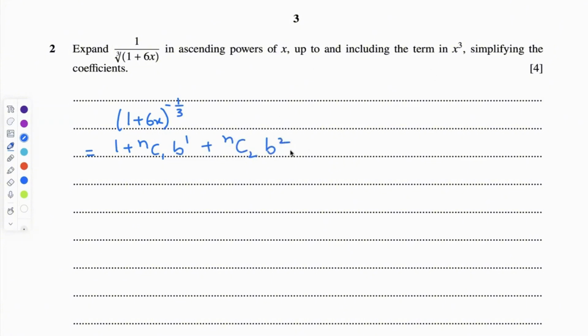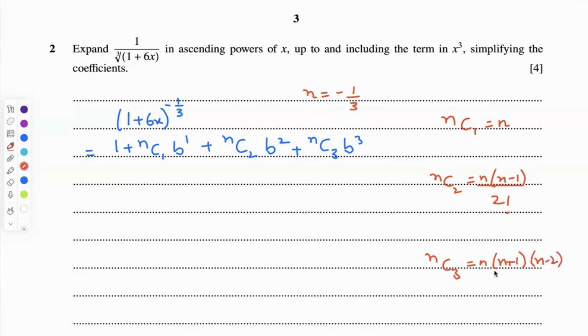Now we'll use the formula 1 + nC1 b^1 + nC2 b^2. And as you have to go up till x cube, we'll also have to use nC3 b^3. Now we should know that nC1 is equal to n, and in this case, n is equal to -1 upon 3. nC2 is equal to n into (n - 1) upon 2 factorial, and nC3 will become n into (n - 1) into (n - 2) upon 3 factorial. Now, it is always better to find nC1, nC2, nC3 separately so that we don't make a mistake.